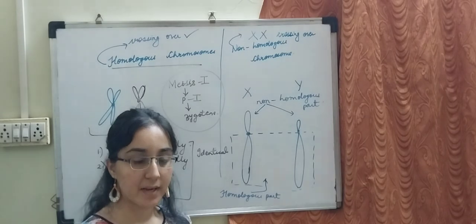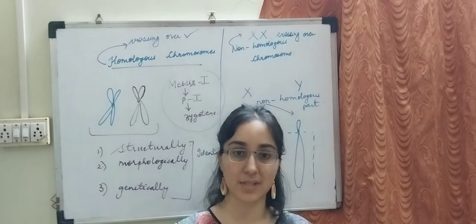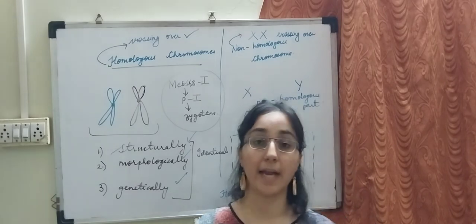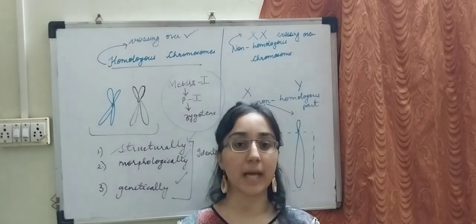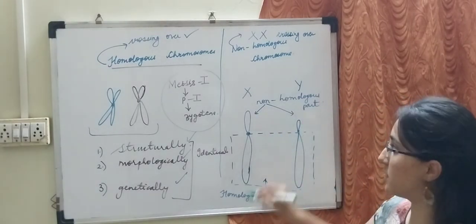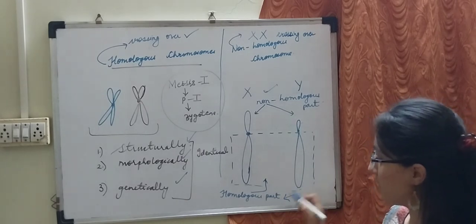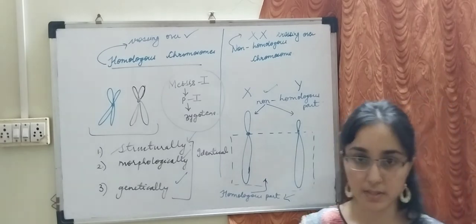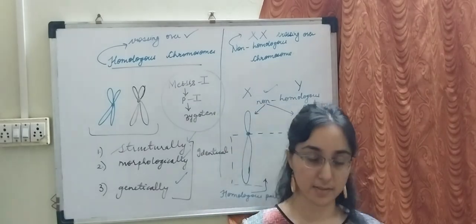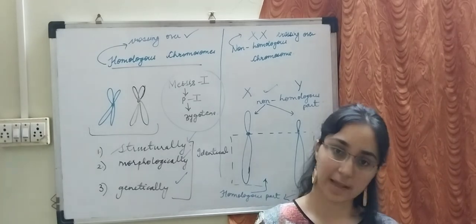So the main criterion for undergoing crossing over is that the two chromosomes must be homologous chromosomes, that is, they should be structurally, morphologically and genetically identical. It's compulsory, it's mandatory. So here there will be no crossing over because it is non-homologous chromosome. But here in the homologous chromosome part there will be crossing over. Now what is crossing over? I keep saying crossing over, but what is it? So I will speak about it. Just have a look towards this, and then we will move forward.